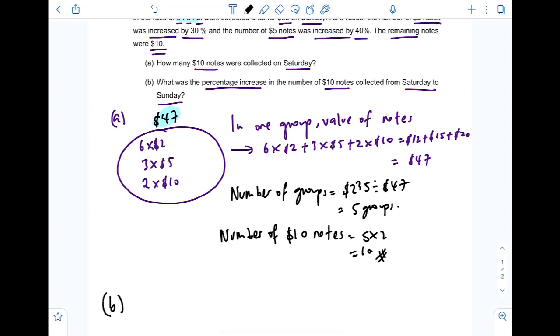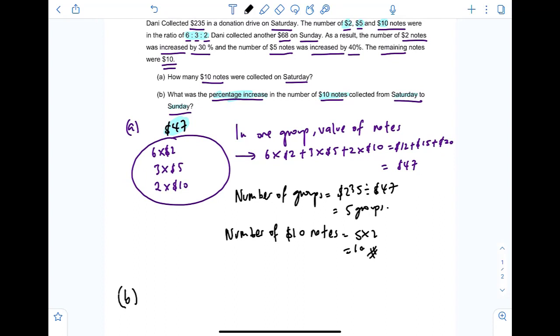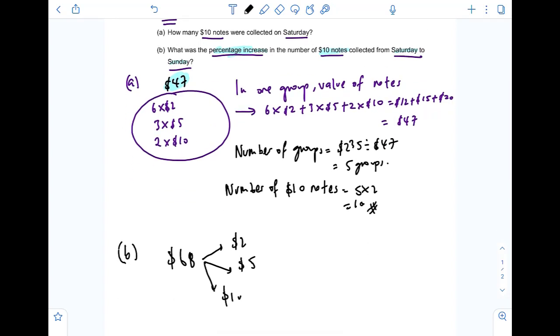Now for part B, what was the percentage increase in the number of $10 notes collected from Saturday to Sunday? To do this question, what we need to do is to find out what is the new number of $2 notes and $5 notes. Because I know that this person collected another $68 on Sunday. So the $68 is made up of $2 notes, $5 notes, and also $10 notes.